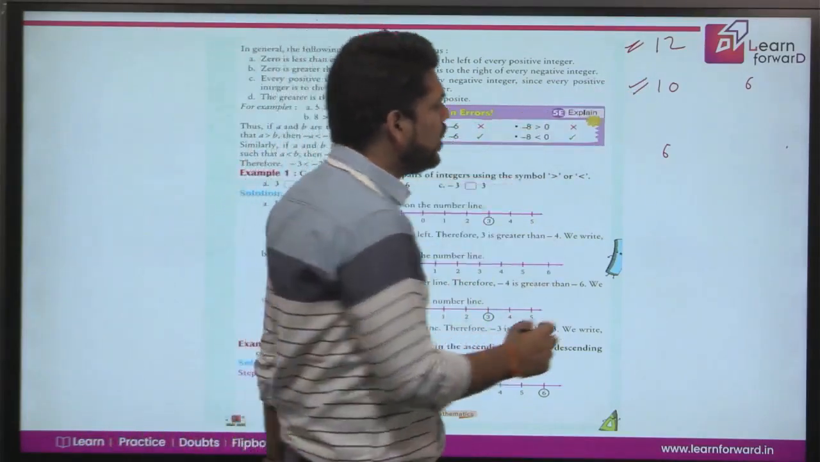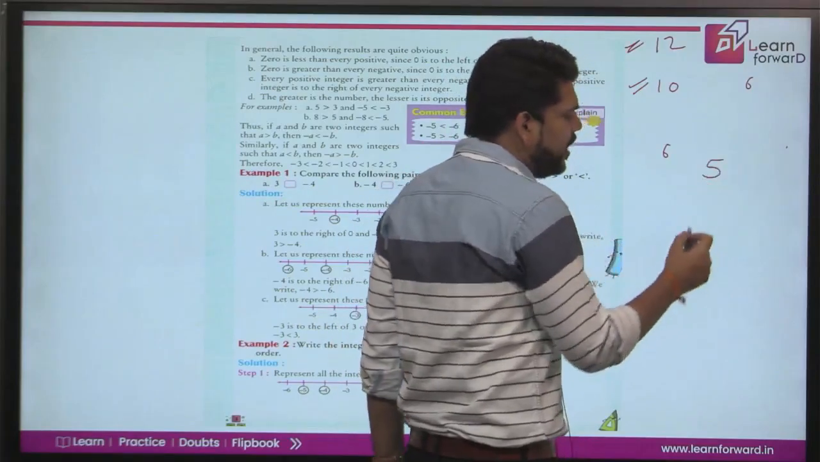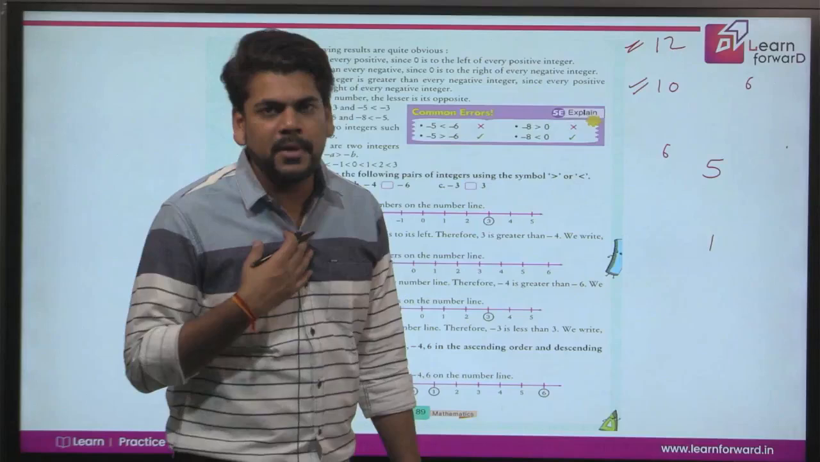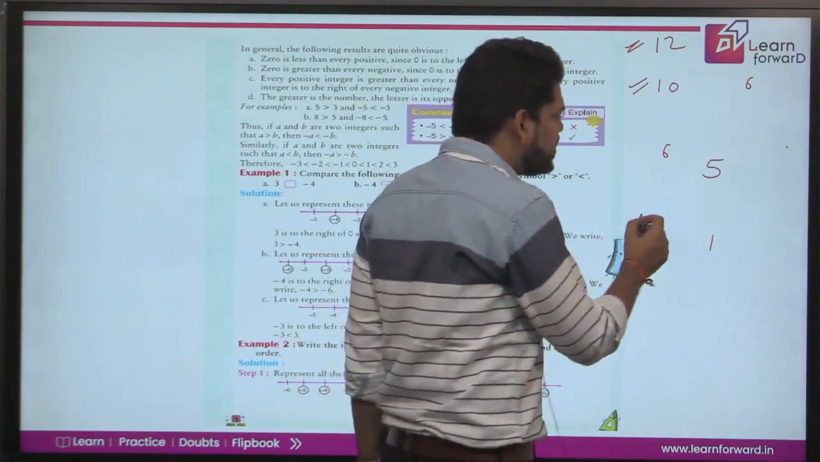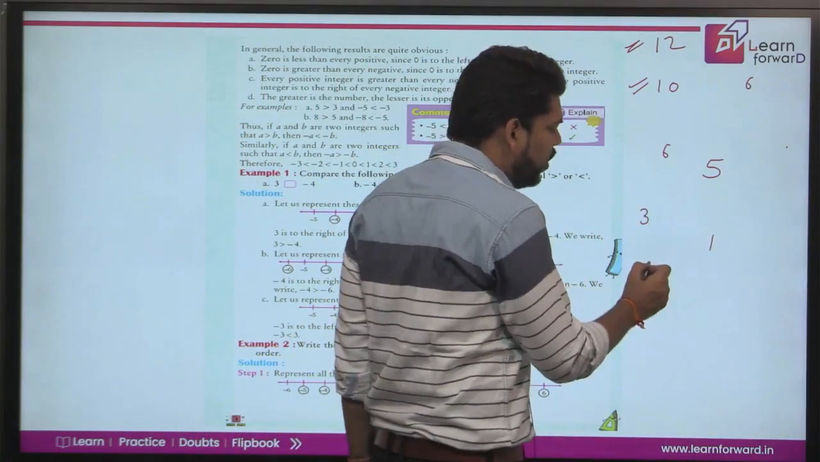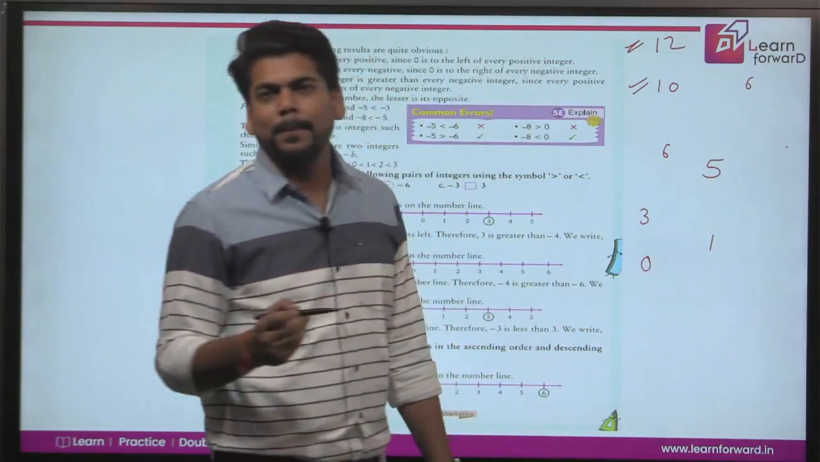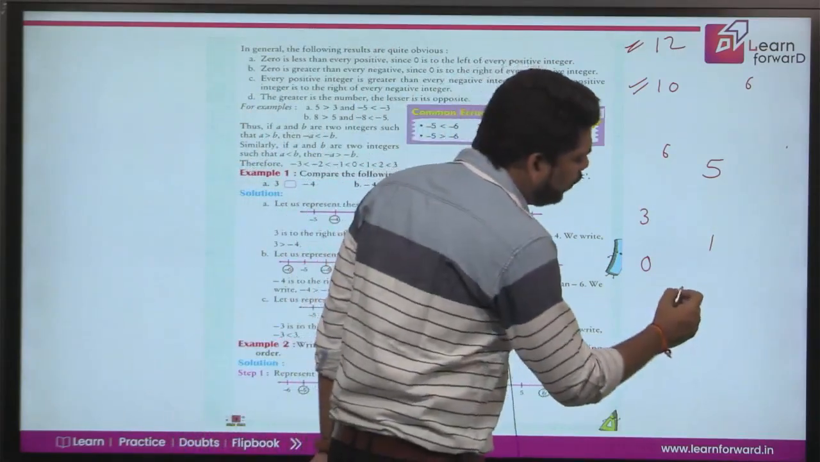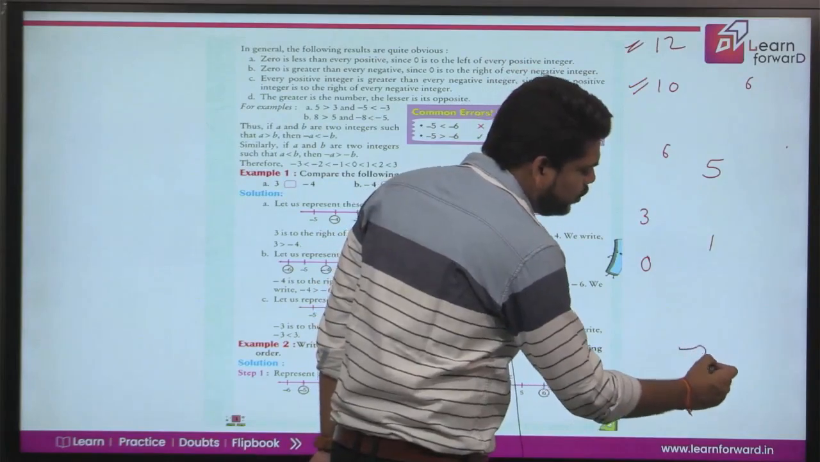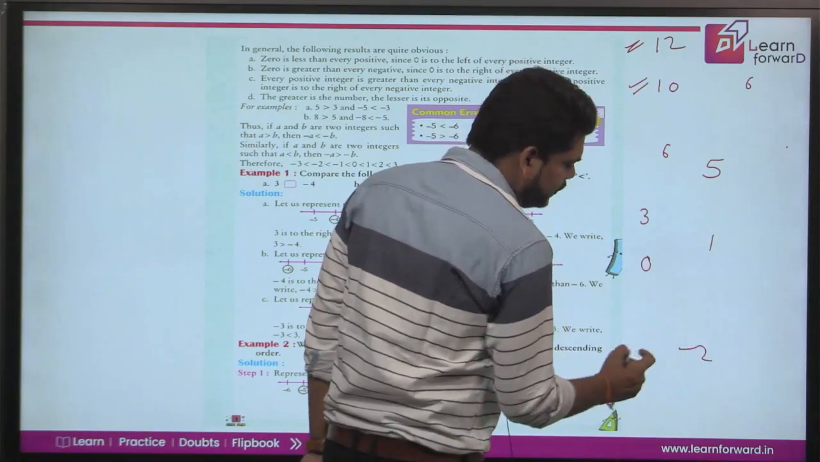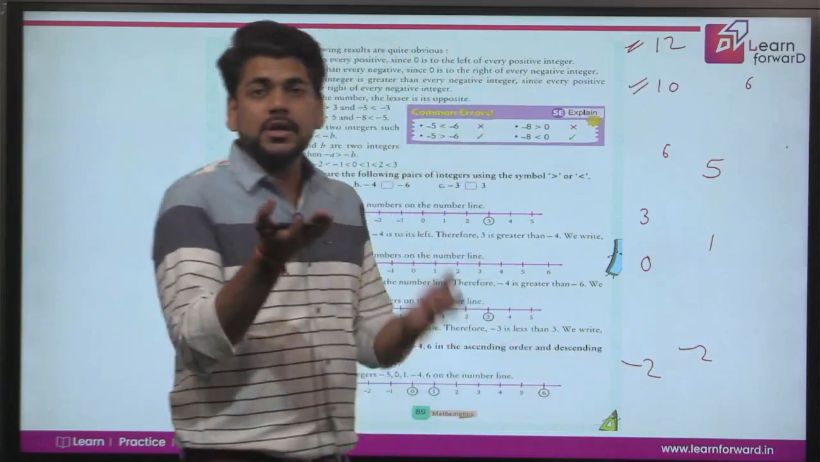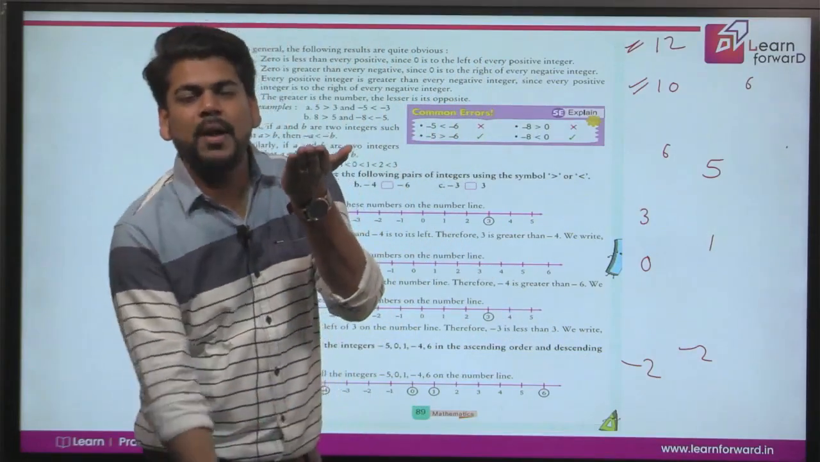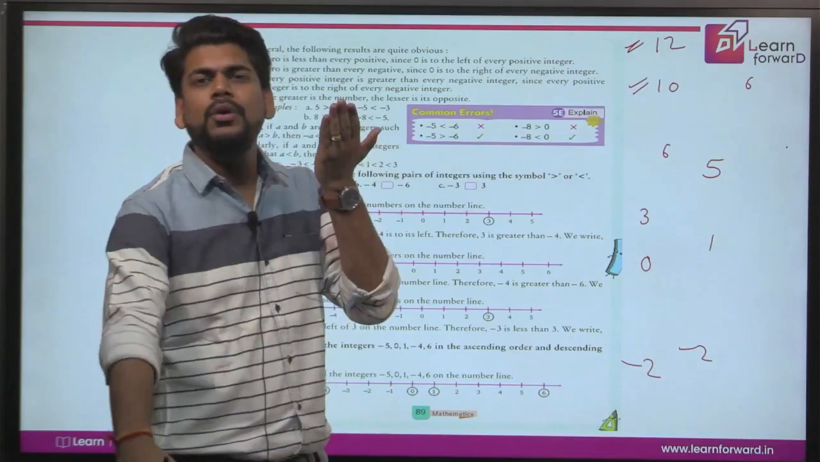Let's suppose I am on floor 5 and you are on floor 1. Then whose height will be greater? I am at more height. If I say I am at height 3 and you are on ground level 0, who is above? Me. If I say I am on floor -2, that means from 0 to the basement: -1, -2, -3, -4, it will go on to infinity.